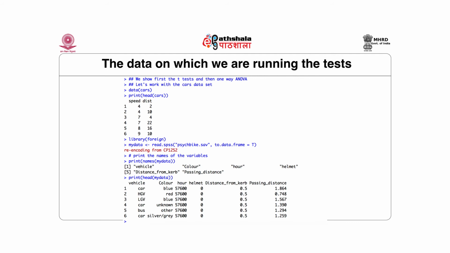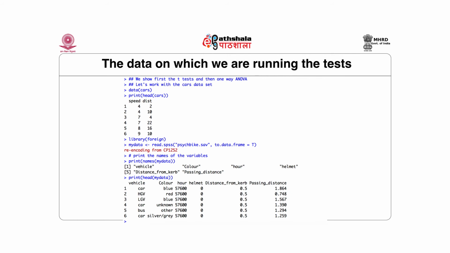This is an SPSS data set, some file name .sav, and we are reading that by importing it into our data frame. This is known as the SiteBike data set. This is a very popular data set that we have been using in these demonstrations over the last few cycles.